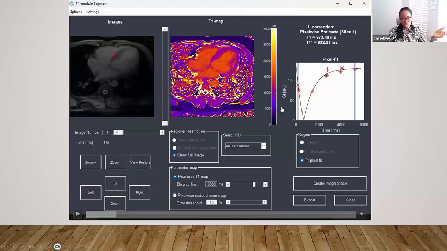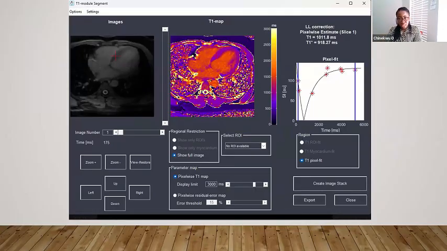The other thing to look at is the color chart. This is basically 0 to 3000 milliseconds. Normal T1 times are somewhere between 950 and 1050. So we expect a purplish hue, which we have, not deep purple, just around there. So this patient had normal T1 time, which meant there wasn't diffuse interstitial fibrosis in that myocardium.